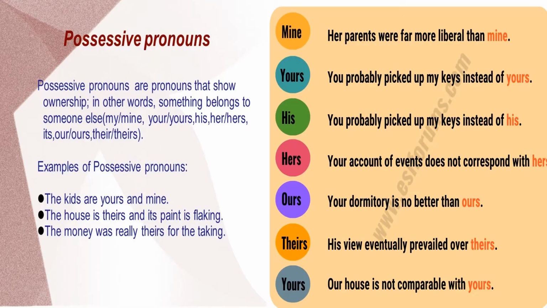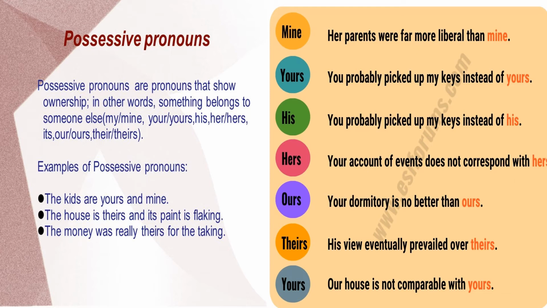Let's see what possessive pronouns are. Possessive means something which is yours or something which belongs to you or something which belongs to someone who is very close to you. Let's look at the definition. Possessive pronouns are pronouns that show ownership. In other words, something belongs to someone else. For example, my, mine, your, yours, his, her, hers, its, our, ours, their, theirs.